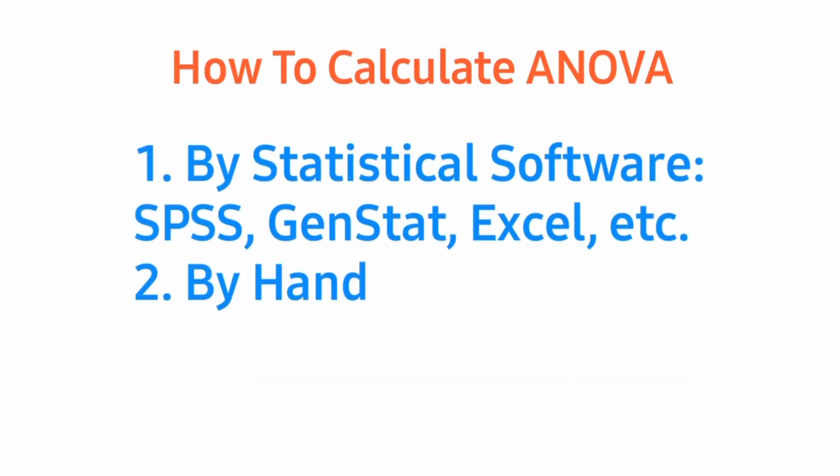Let's see how to calculate ANOVA. Basically, we have two ways of calculating ANOVA. The first one is by statistical software like SPSS, GenStat, Excel, and other software. The second way is by hand. Calculating ANOVA by hand is very helpful as it aids one's understanding of how ANOVA works.